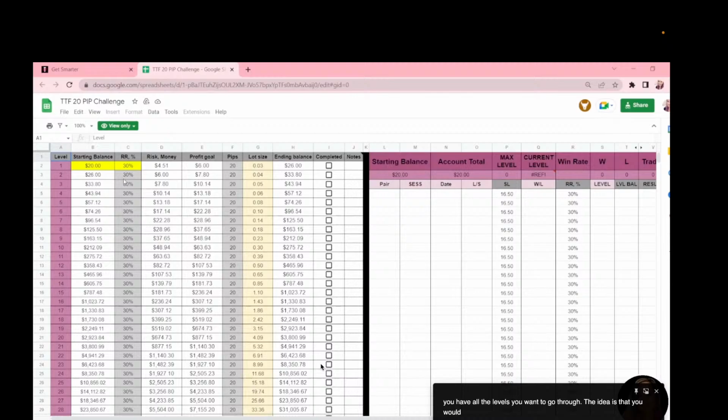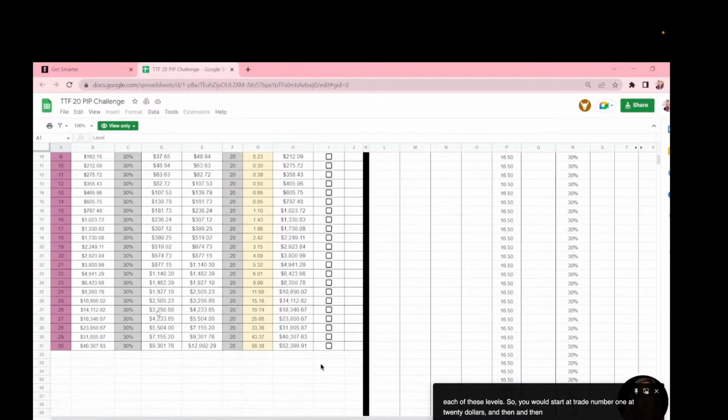The idea is that you would start with a $20 balance. Very low investment here, small capital. Then what you would be doing is compounding your trades. So as you trade and win a trade, you will compound and move up to each of these levels. So you would start at trade number 1 at $20, and then eventually by the time you win your 30th trade, you should have compounded your account upwards of $40,000.